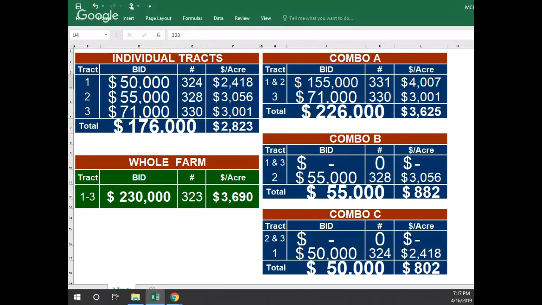Anybody else, guys? Any further increase on track 1? Any further increase on track 2? Any further increase on 3? Guys, are we all done? Ladies and gentlemen, I've sold the farm. Congratulations, bidder 323. You purchased the whole farm for $230,000. We'll get you a purchase agreement put together here, and AJ will get you a signature on it in just a little bit.